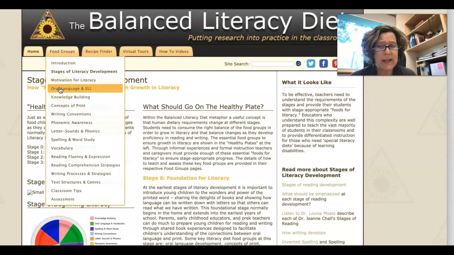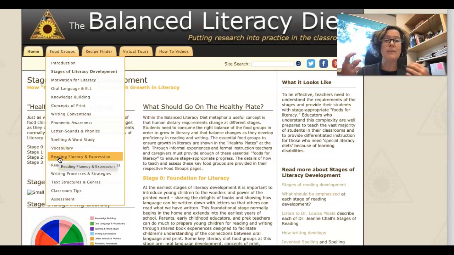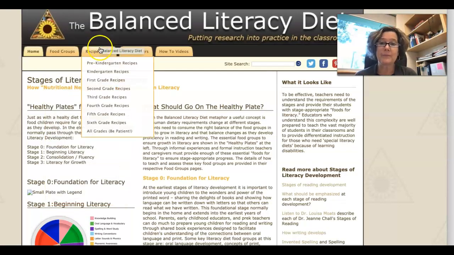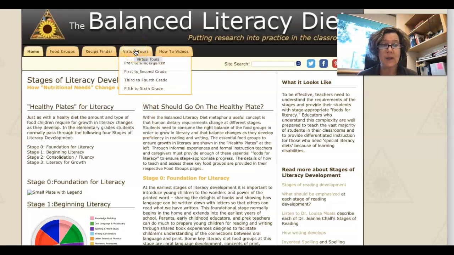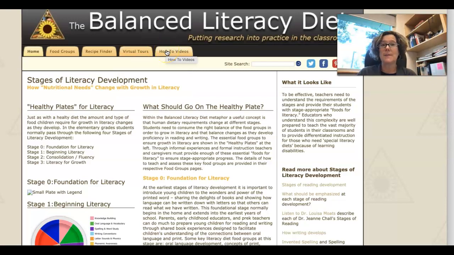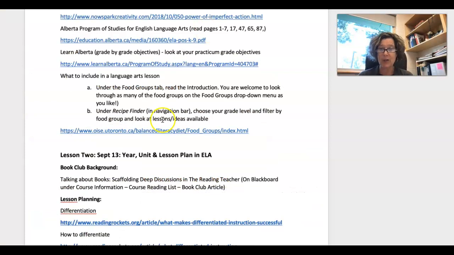So if you want to know more about oral language and ELL, writing conventions, phonemic awareness, vocab, reading fluency, you can just peruse this document. Again, if you want to look up your specific grade, you can do that here. There are virtual tours of classrooms that you can look at, and how-to videos on how to teach phonemic awareness and how to teach fluency. So again, this is just a website that will be important to you as a literacy teacher to know about because it has a plethora of information.